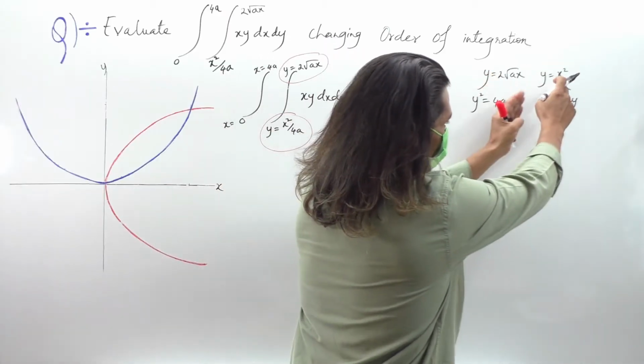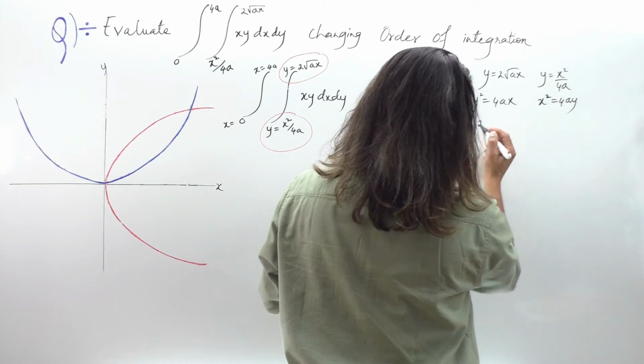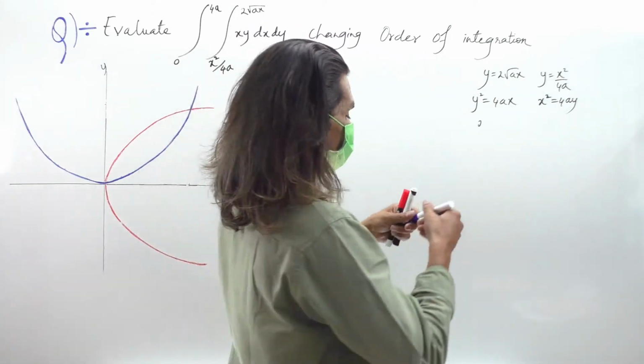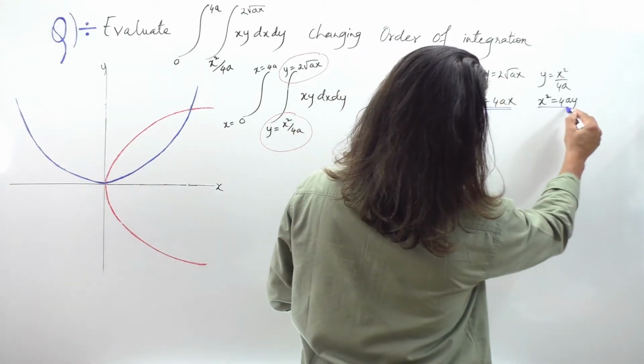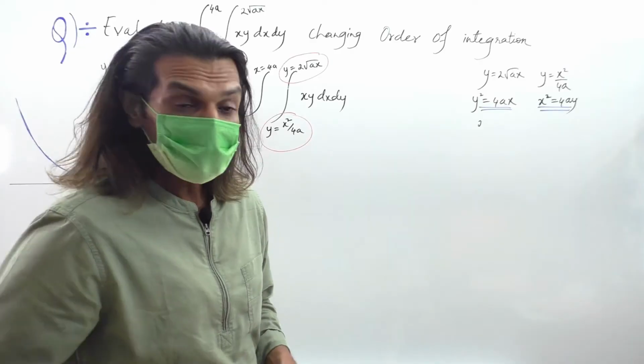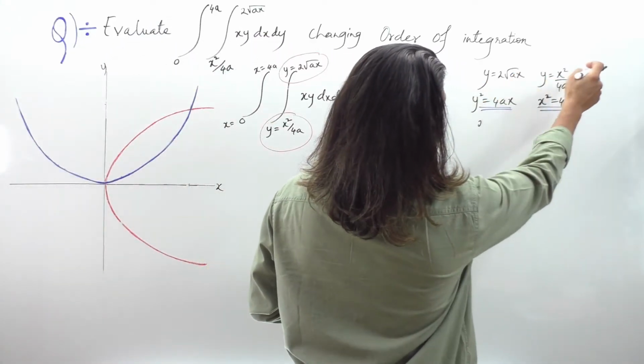There is y here, there is y here. We can easily compare. Okay, so we have these two very important equations here. Let me underline this for you. These equations, we have to draw the graph. Now to find the point of intersection, we play with them. So we have y is equal to 2 root ax, y is equal to x square by 4a.